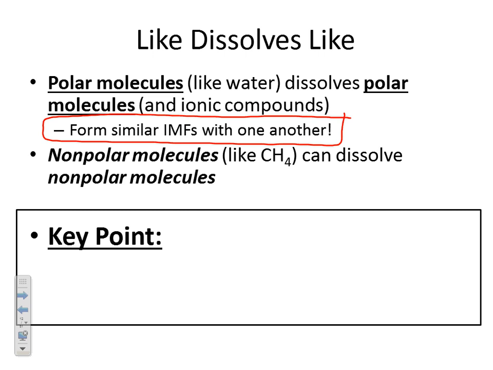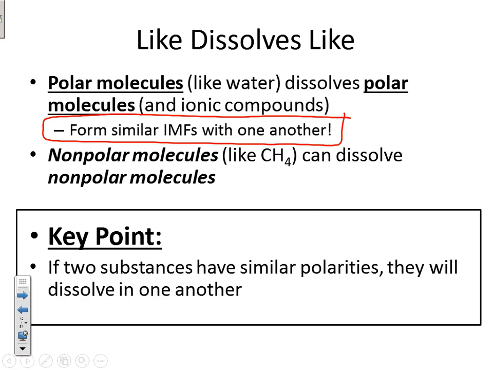And when you have things with similar polarity, polar molecules and polar molecules, they're going to form the same types of intermolecular forces of attraction with one another, and that's what gets them to dissolve. Nonpolar molecules have their own type of IMF, right? London dispersion forces, which everything has, but that's their only type of IMF. So because they have the same type of IMF, they can actually dissolve in one another. Same polarities. And the absolute huge key point here, if two substances have similar polarities, that's the like dissolves like, they will dissolve in one another. If they do not have similar polarities, they will not dissolve in one another.